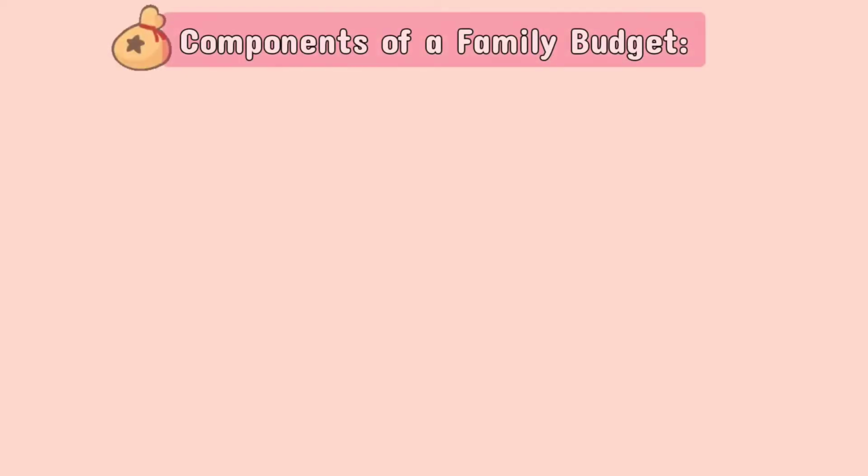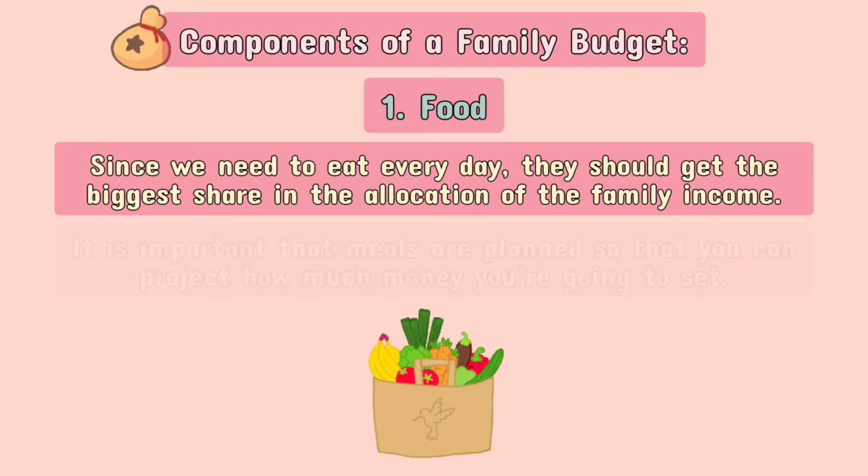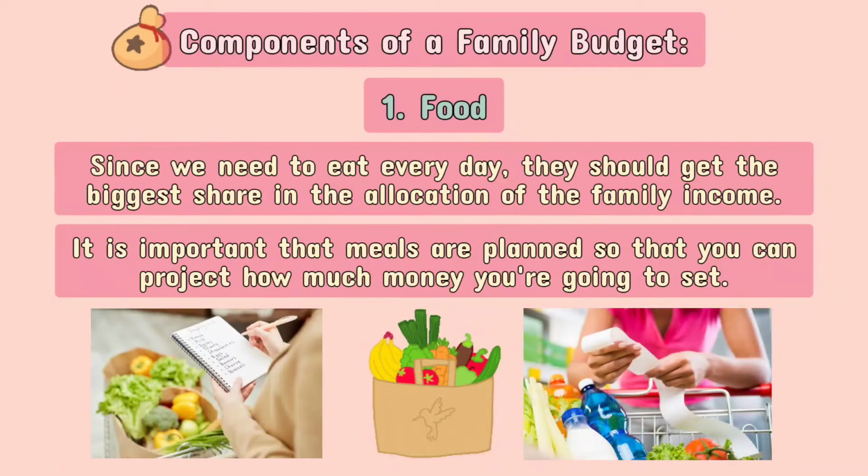Now, we will learn the 10 components of a family budget. Let us start with food. Since we need to eat every day, they should get the biggest share in the allocation of the family income. It is important that meals are planned so that you can project how much money you're going to set.